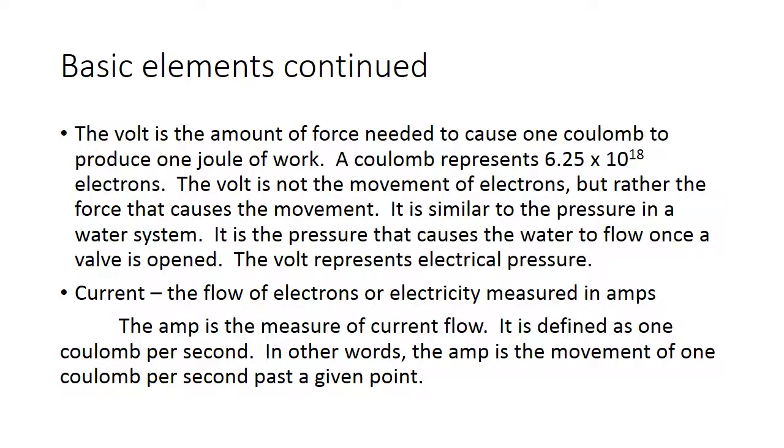In technical terms, the volt is the amount of force needed to cause 1 coulomb to produce 1 joule of work. A coulomb represents 6.25 times 10 to the 18th power number of electrons. That is a massive number of electrons, but that is the basic unit of measure. So the coulomb is a basic unit of measure that's used in the field of electronics. As I stated before, the volt is not the movement of electrons itself. It's this difference of potential, a force that causes the movement of electrons.